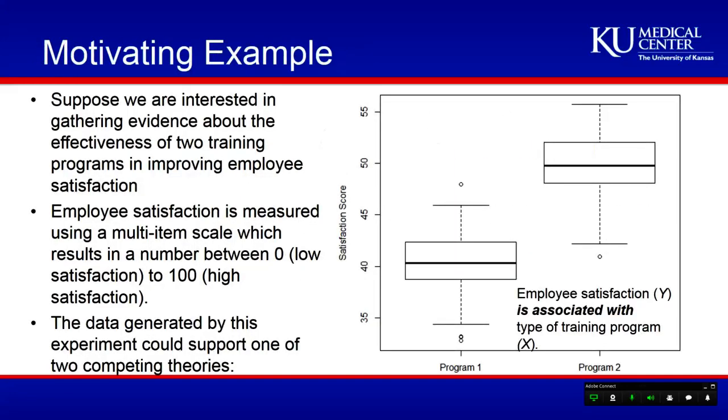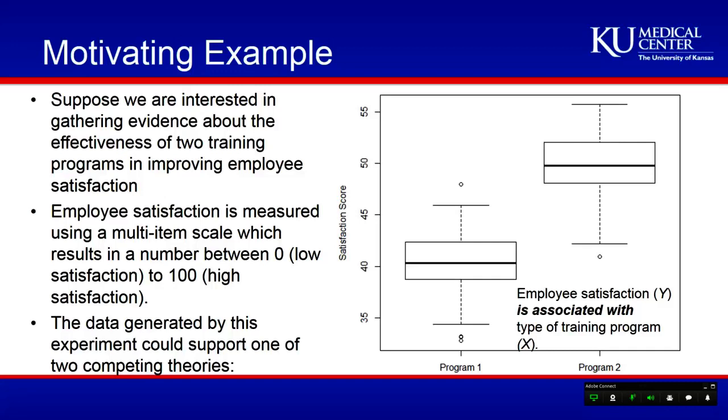Let's take a look at a motivating example of ANOVA, and I'm going to show you how ANOVA is actually just a regression model. Suppose we have two different training programs that are both designed to improve employee satisfaction, and we want to compare their effectiveness. We have some kind of employee satisfaction scale that gives us a value between 0 and 100, where low values are equivalent to low satisfaction.